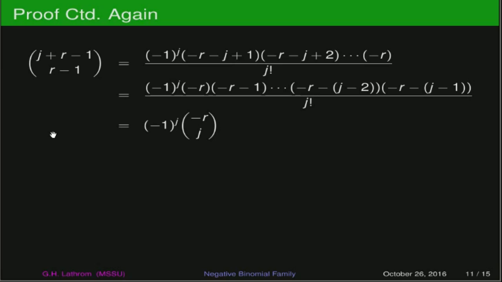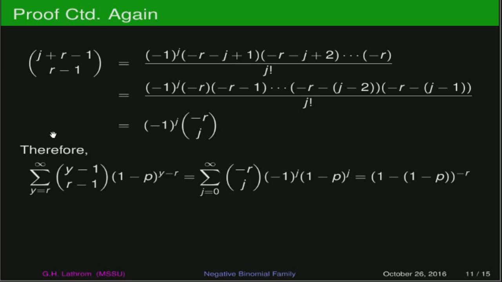And so if we look back at our summation from r up to infinity, y minus 1 choose r minus 1, 1 minus p to the y minus r, if we make that substitution with our change of index, now we're summing from 0 to infinity, and our binomial coefficient looks like minus r choose j, and then minus 1 to the j times 1 minus p to the j. Well, that is our binomial expansion for 1 minus p raised to the minus r power. So this does match our expression whenever s is equal to minus r.